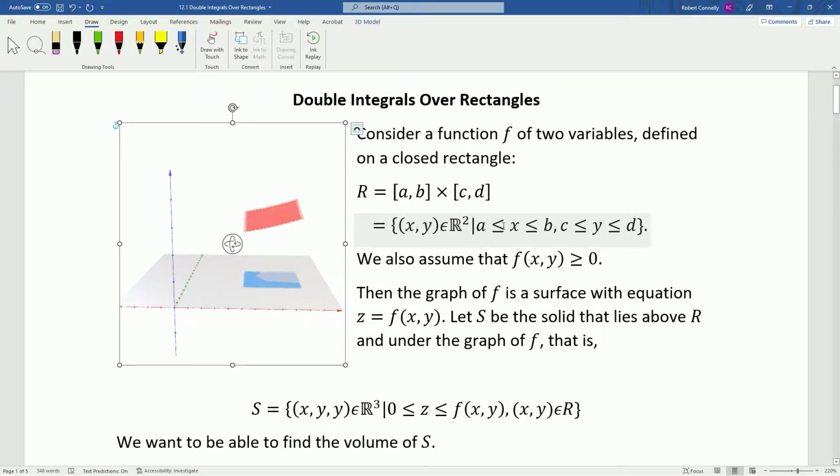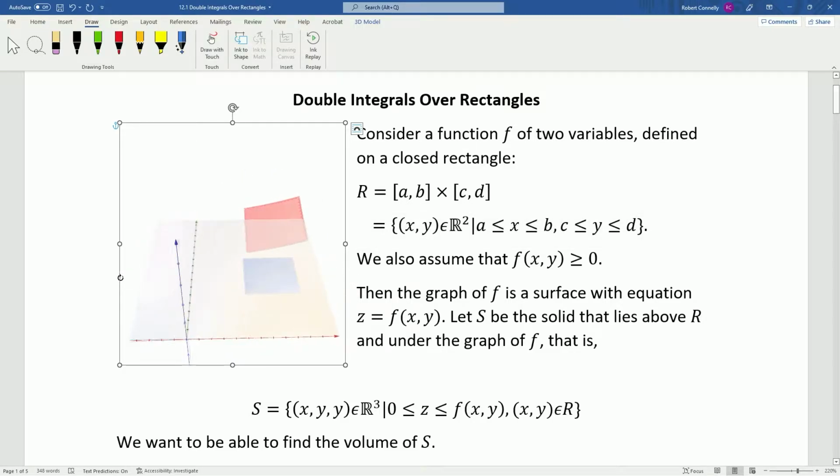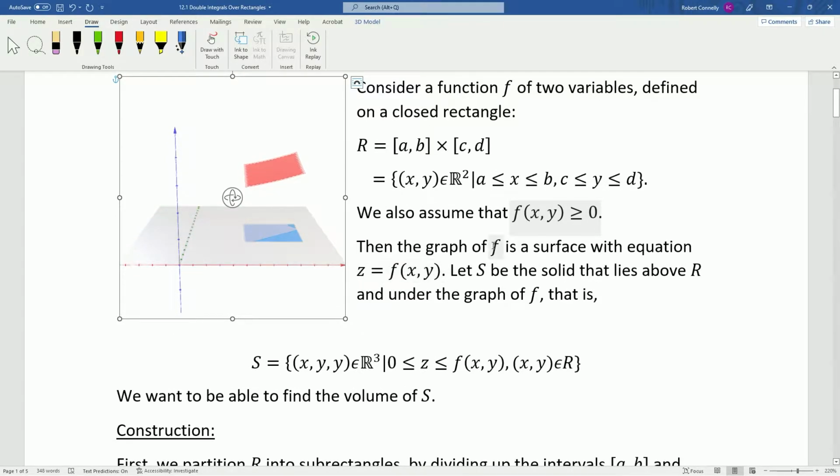In other words, this is the set of points where x is between some a and b, and all the y values are between some c and d. So you'd have x, a here, b here, c here, d here, and that describes your whole rectangular region. We also assume that the value of the function is strictly positive or equal to 0 here. Then the graph of f is a surface with equation z equals f of xy.